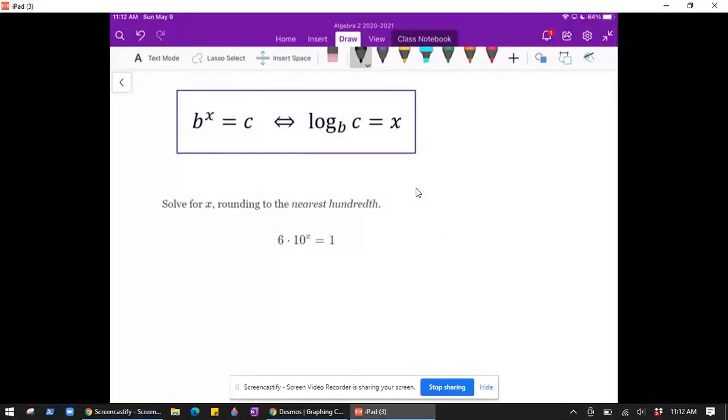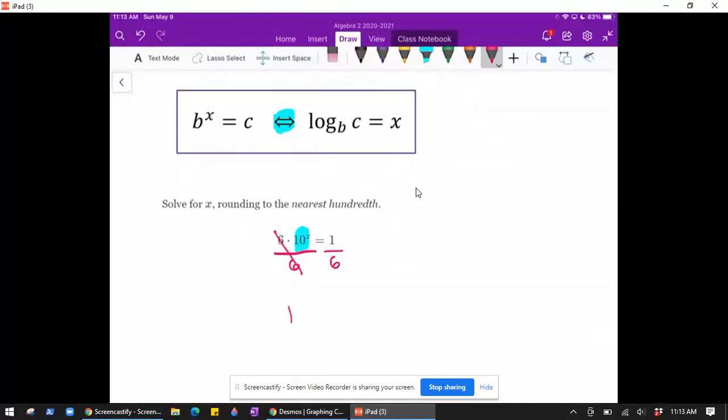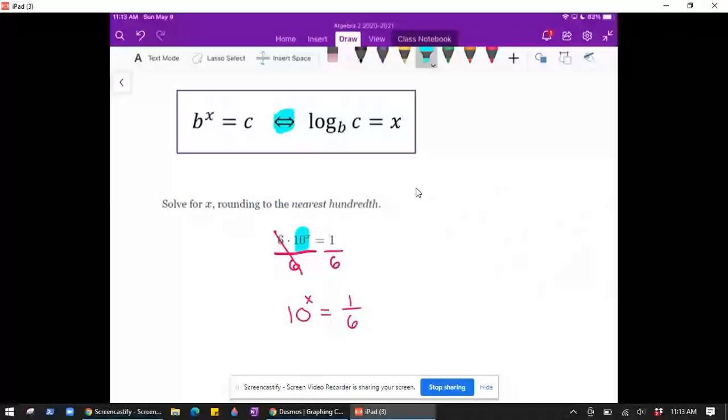Now, the first thing you should notice is we don't have our exponential expression, meaning the base, isolated. We need that 10 to the x to be alone if we are to use this relationship here. So we've got to take care of this 6 over here. 6 is being multiplied by it, so to undo that, I need to divide by 6. So now I have the equation 10 to the x is equal to, I'm just going to leave this as 1 over 6. And now I can clearly see what my base is. My base is, in this case, 10.